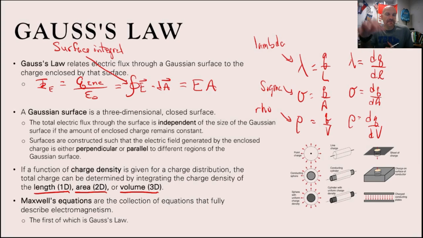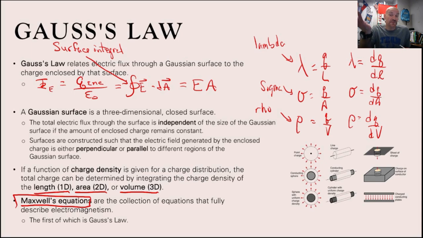Now, when it comes to electricity and magnetism, there's a set of equations that fully describe electromagnetism, and it's Maxwell's equations. These were compiled by James Clerk Maxwell, who did a lot in physics.